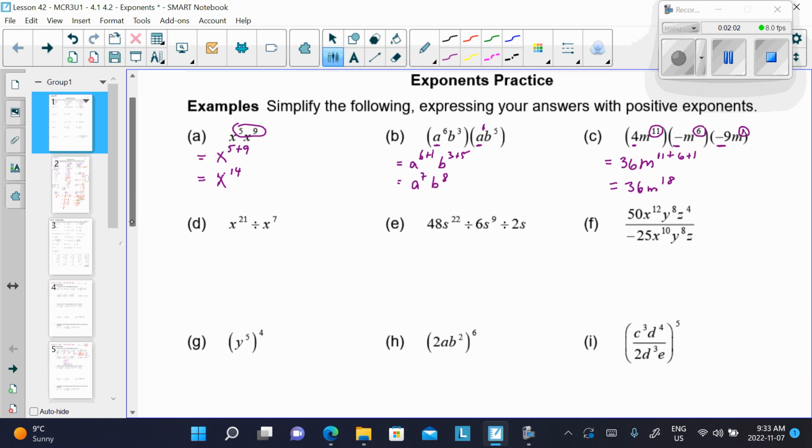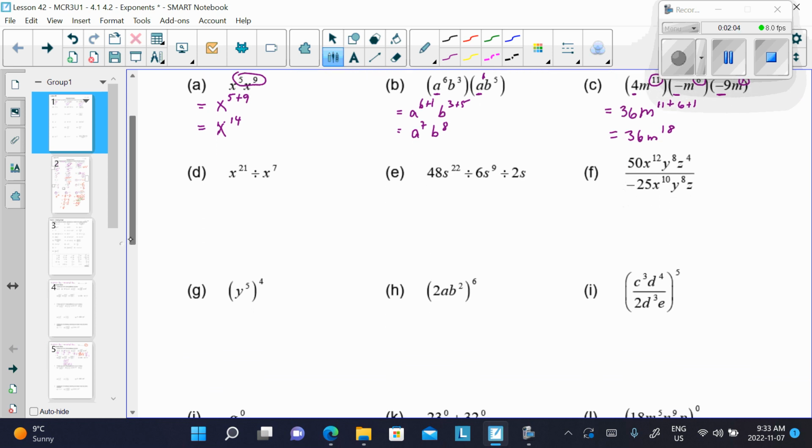All right, question D. In division, we subtract the exponents. So 21 subtract 7.